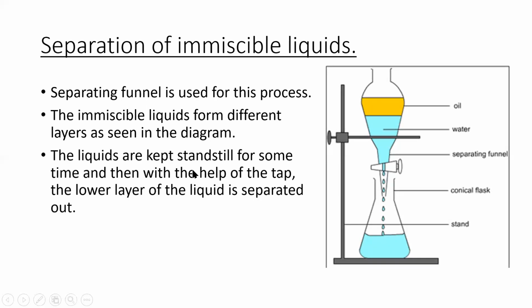The liquids are kept standing still for some time. So ultimately, if we keep this arrangement for some time, slowly and gradually two different layers will be formed. And then what we have to do, we have to turn this tap so that drop by drop, the lower layer of the liquid, here in this case water, will get separated out, and only oil will remain in the separating funnel.